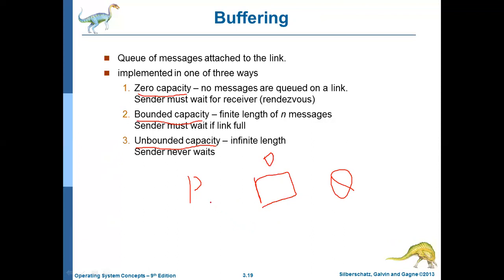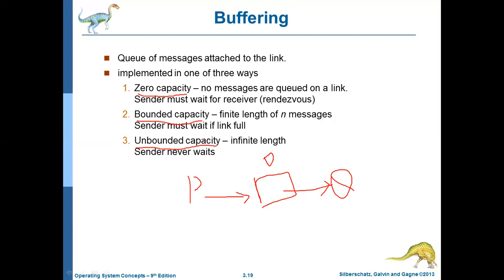What does that mean? As P is sending a message with the zero capacity buffer, it will not hold the message. It will keep on sending it to the receiver. So the zero capacity buffer will just act like a channel. But when it is bounded capacity, which means the buffer is of a definite size, the sender will not send if the buffer is full. Till then, the sender will keep sending. With unbounded capacity, the sender is never made to wait. It keeps on sending the messages.